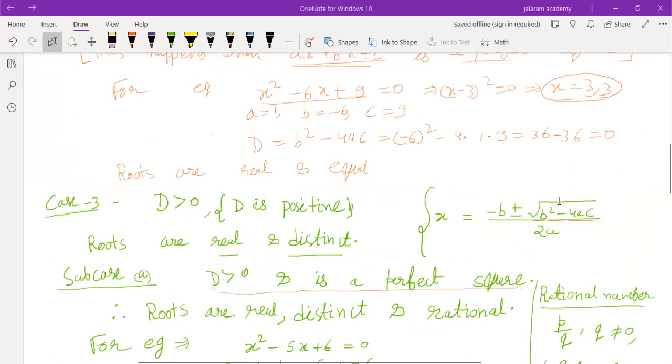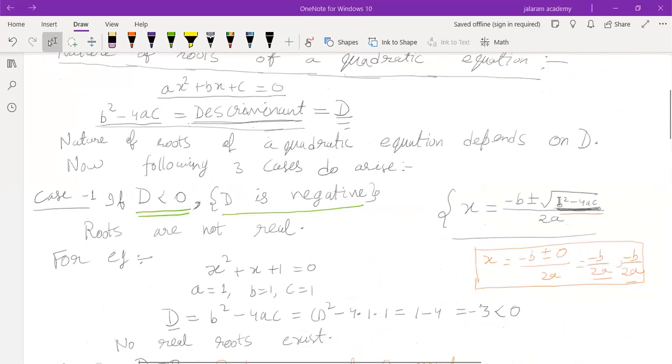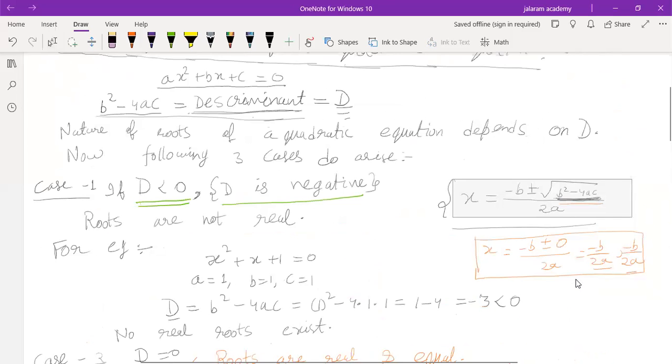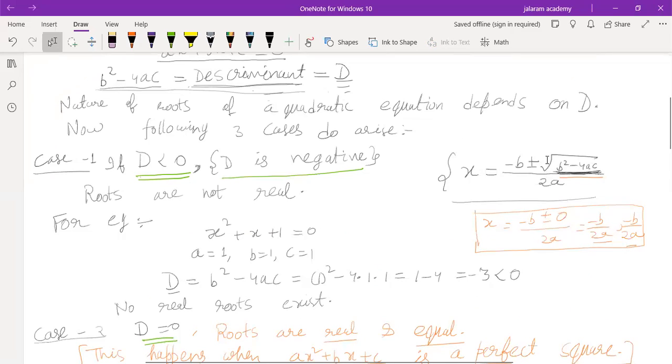So in the previous session, we have studied that the nature of roots of a quadratic equation depends on the discriminant, that is b square minus 4ac, which is a part of the quadratic formula, Sridharacharya formula, x equals minus b plus minus under root b square minus 4ac upon 2a. The term inside the square root, that is b square minus 4ac, is considered the discriminant.